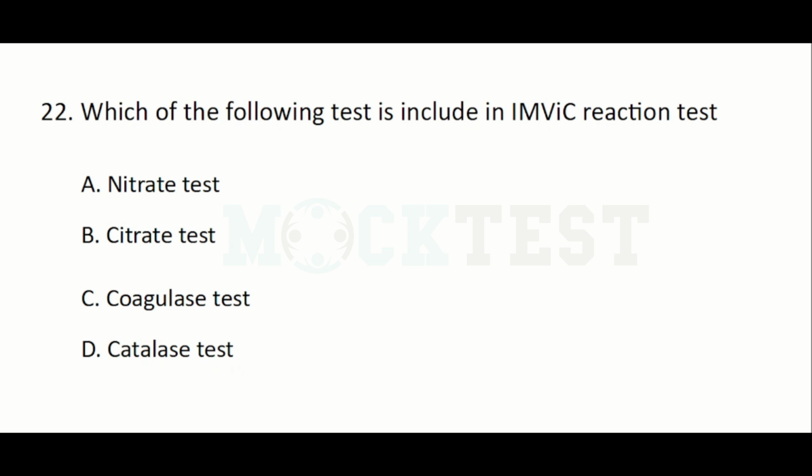Which of the following test is included in IMVIC reaction test? Option A nitrate test, option B citrate test, option C coagulase test, option D catalase test. Answer option B citrate test.